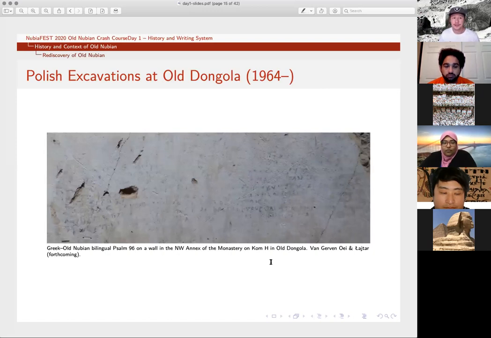Currently still ongoing also are excavations in Old Dongola. I was lucky enough to go there myself 2 years ago to work, for example, on the text that you see here, which is a psalm. Old Dongola was the capital of Makuria, and the excavations of that capital are still ongoing, and basically everywhere that they excavate, they find new inscriptions and graffiti and so on. And so these were discovered quite some time ago, but were not described yet. And so an edition of this text will come out, hopefully, I think by the end of the year in Orientalia.